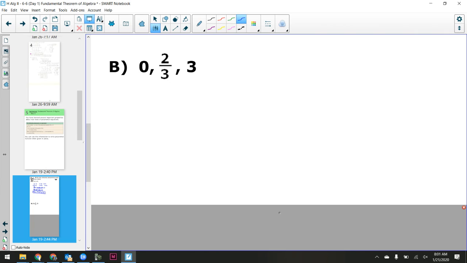Do this one along with me. I've got x equals 0, x equals 2/3, and x equals 3. We're talking about fractions, not whole numbers. All right, we've got x equals 0, x equals 2/3, and x equals 3. I don't like that fraction, so let's do something with it.